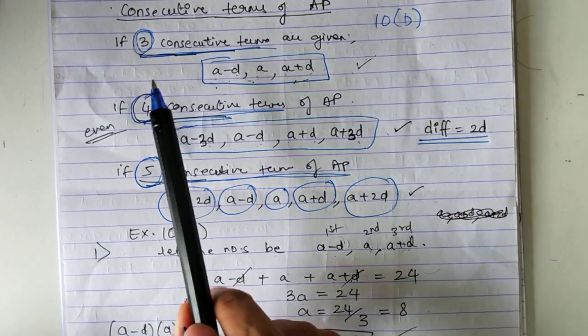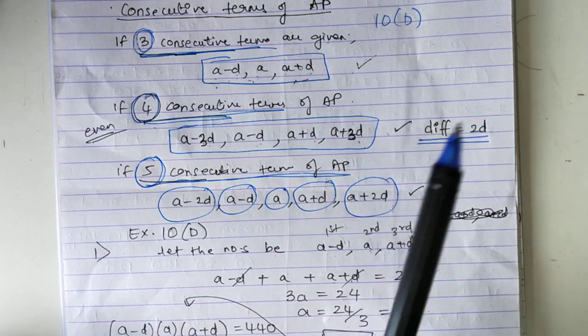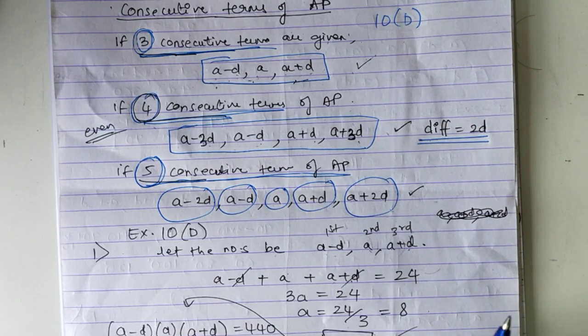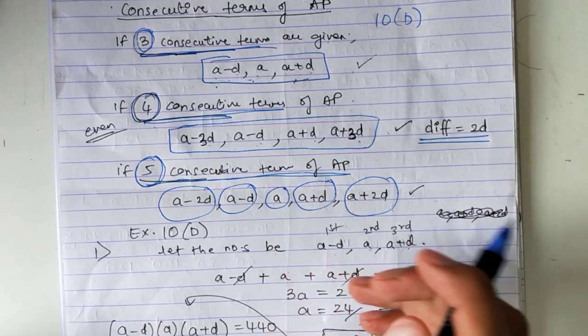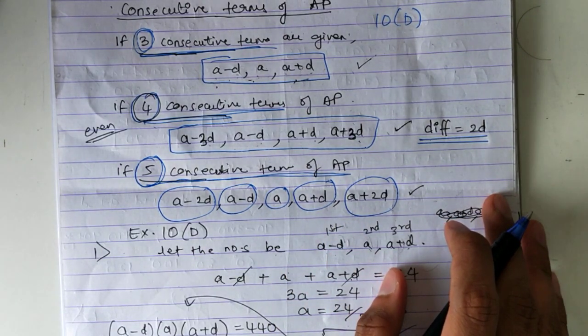In the question they will mention in the beginning itself the 3 consecutive terms, 4 consecutive terms, 5 consecutive terms, like that. Okay, and then we did 3 sums based on it. So let's continue with the exercise and start sum number 5.